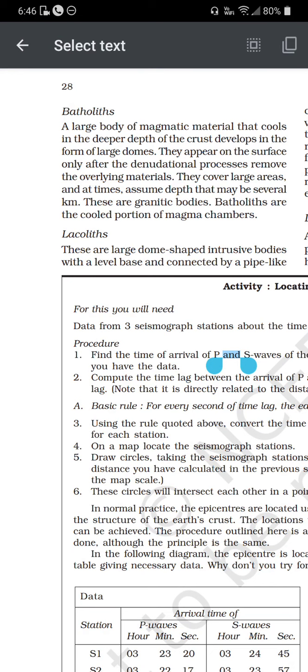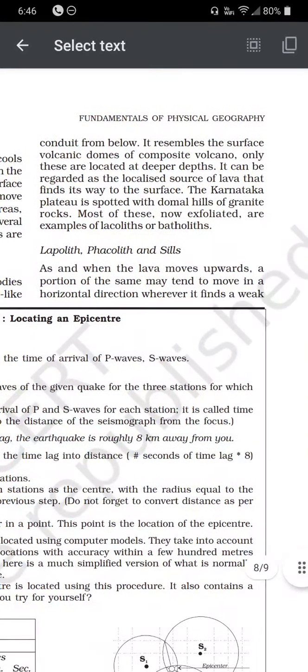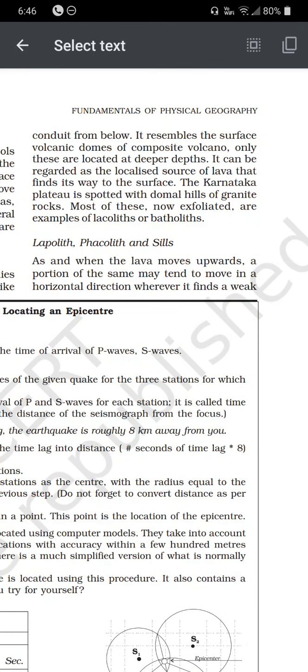Laccoliths. These are large dome-shaped intrusive bodies with a level base and connected by a pipe-like conduit from below. It resembles the surface volcanic domes of composite volcano, only these are located at deeper depths. It can be regarded as the localized source of lava that finds its way to the surface. The Karnataka Plateau is spotted with the domal hills of granite rocks. Most of these, now exfoliated, are examples of laccoliths or batholiths, lapolith, phacolith and sills.